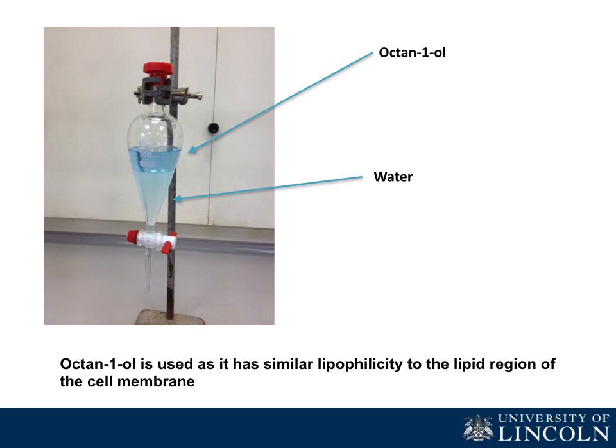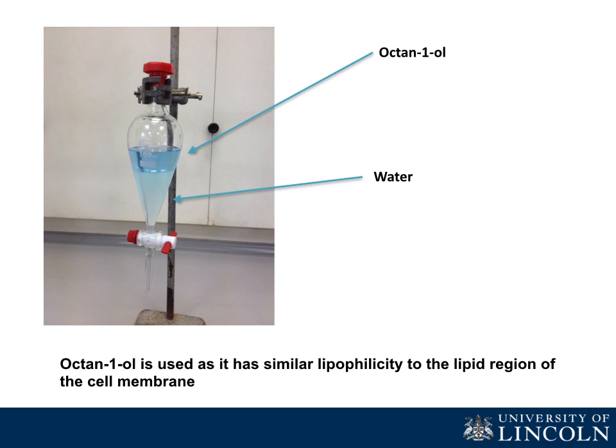The drug of interest is then placed into the funnel, it is shaken, and the drug will partition between the octanol and the water. After some period of time, the octanol and water will separate out into the two phases, and you can then measure the amount of drug in the octanol and the amount of drug in the water.